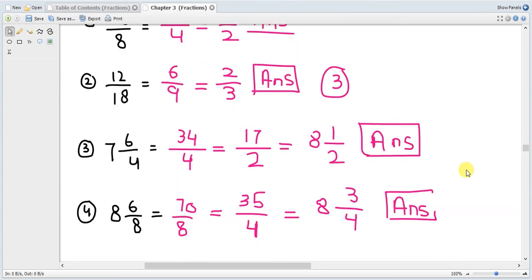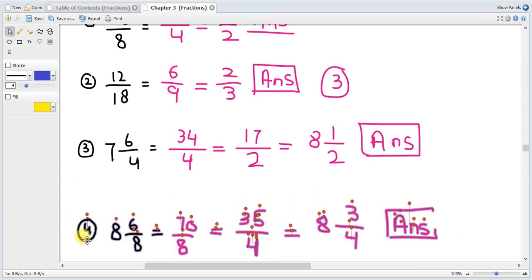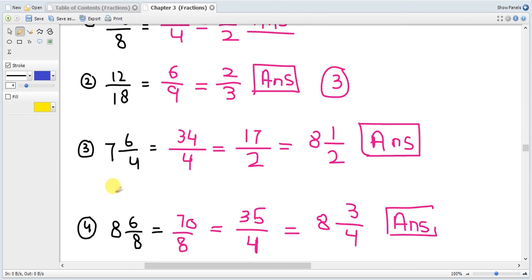Well, we can also solve question number 3 and 4 using a short way. So let me show you. Okay, now see, this is 7 whole 6 over 4. So in this case I can directly, this is the fractional part which is 6 over 4, I can directly simplify this fractional part.